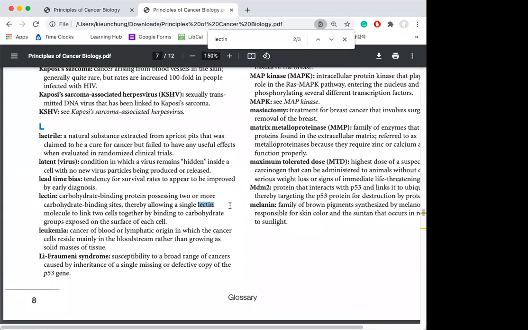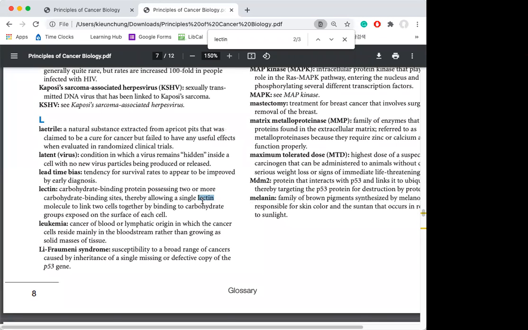Lectin. Carbohydrate-binding protein possessing two or more carbohydrate-binding sites, thereby allowing a single lectin molecule to link two cells together by binding to carbohydrate groups exposed on the surface of each cell.